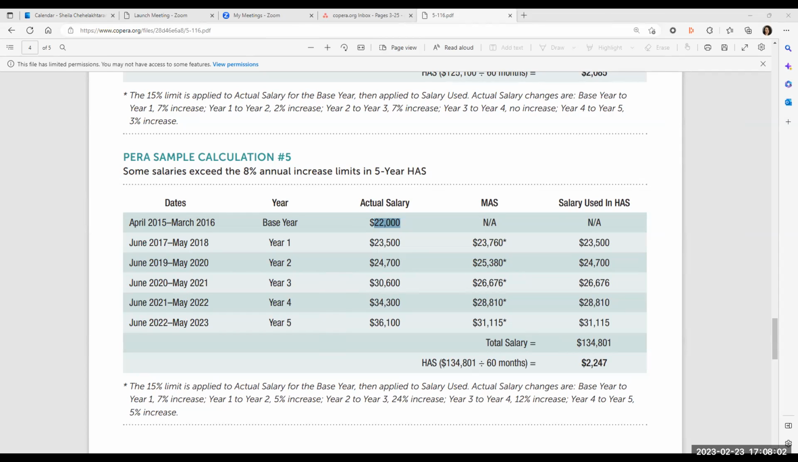So that's the first part of the formula that goes into your retirement benefit. And then of course, we take into consideration your age and years of service. You earn service credit, you earn a month for every month that you earn at least 80 times the minimum wage.